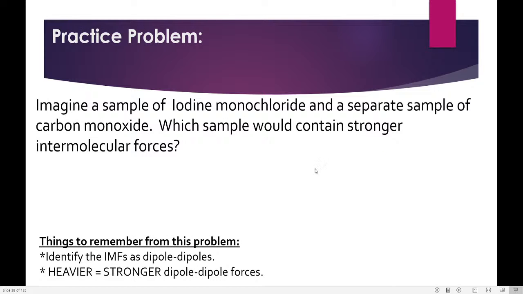Here's a problem for you. This would be like a test question. Imagine iodine monochloride and carbon monoxide, and they are in separate containers. Which sample contains stronger intermolecular forces?